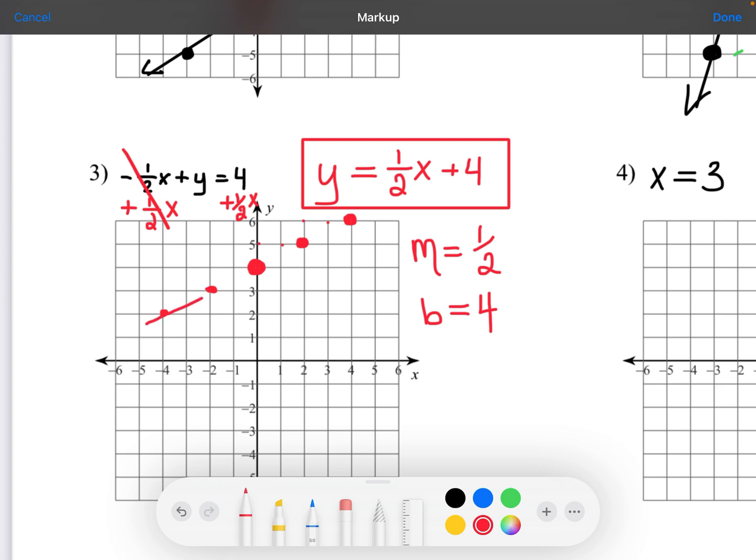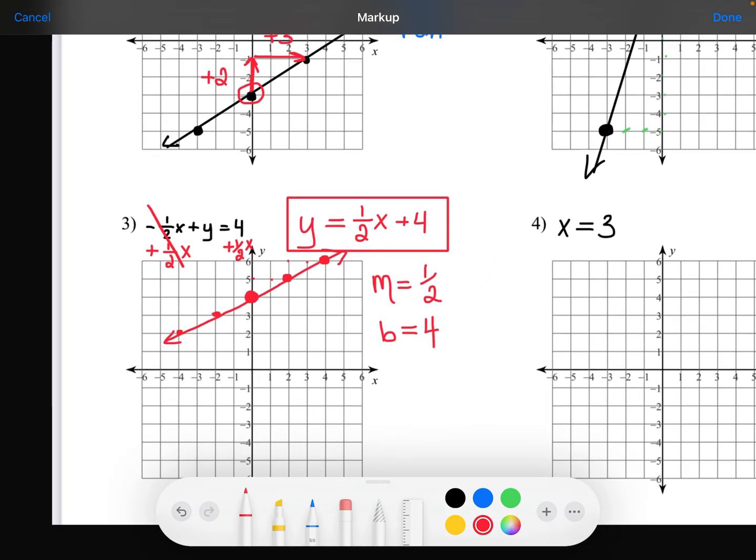You need at least 2 points to make a line. So now that I have enough points, I'm going to connect them with a straight line. Arrows on the end to show that it extends forever in both directions.